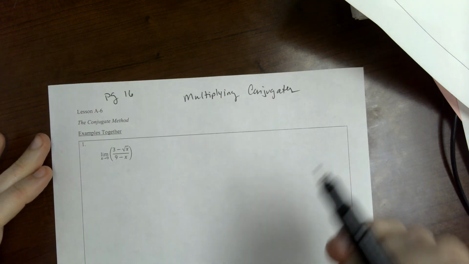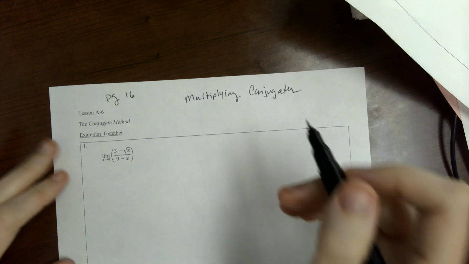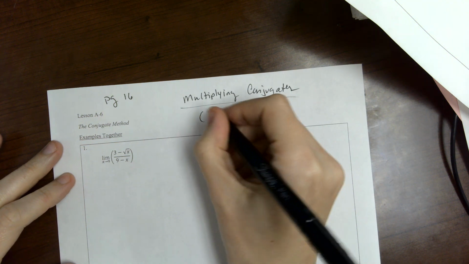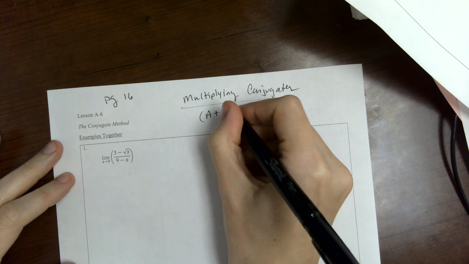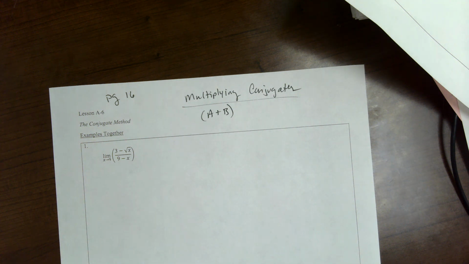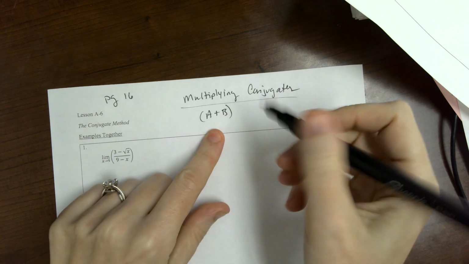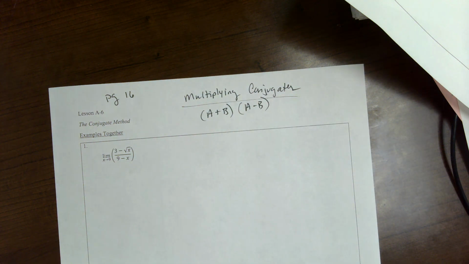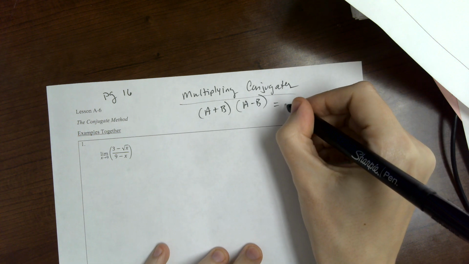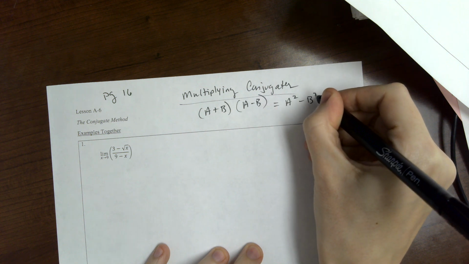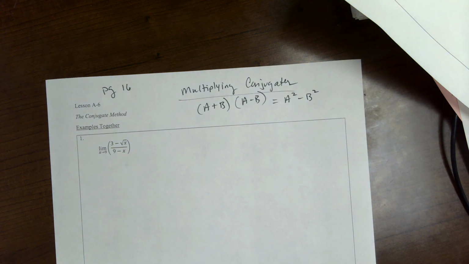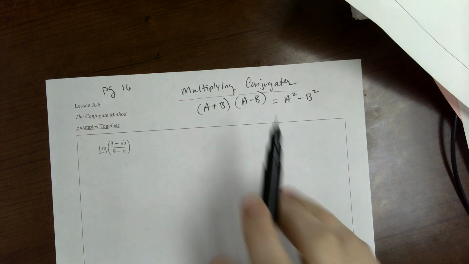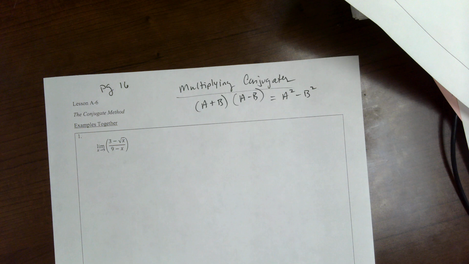Multiplying conjugates. So every binomial has a conjugate. All right, so here's a binomial, A plus B, or A minus B. Now, to get the conjugate, you just change the middle sign. So these are conjugates. This is called a conjugate pair. And whenever you're multiplying conjugates, the result is always going to be A squared minus B squared. It's basically difference of two squares in reverse. When you multiply conjugates, you get a difference of two squares. Okay, so we're going to use that idea.